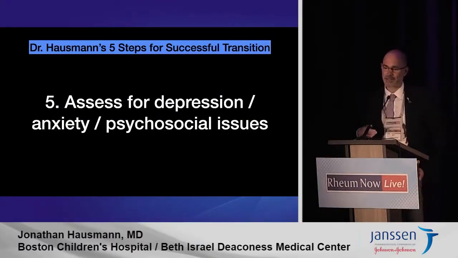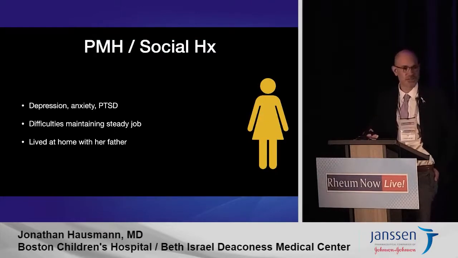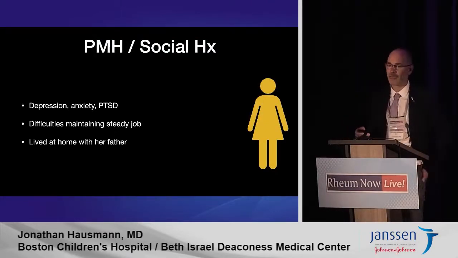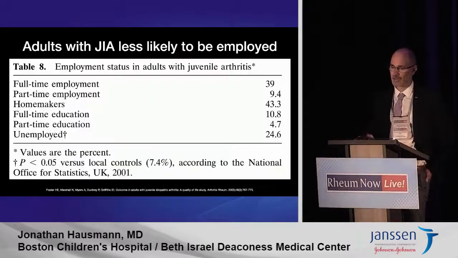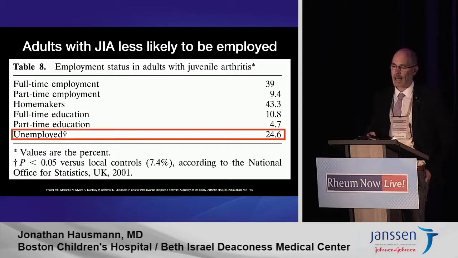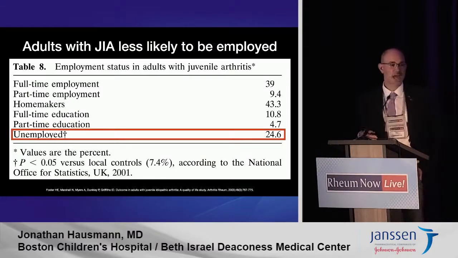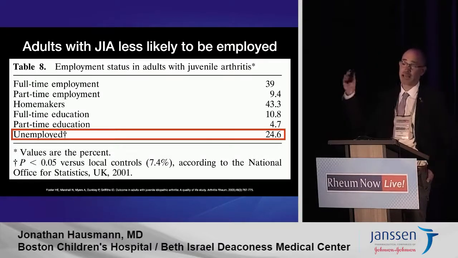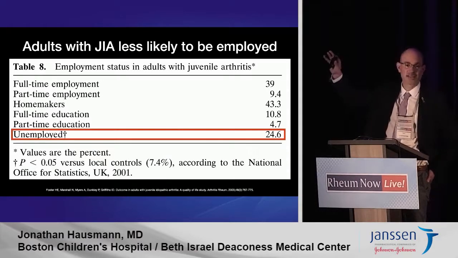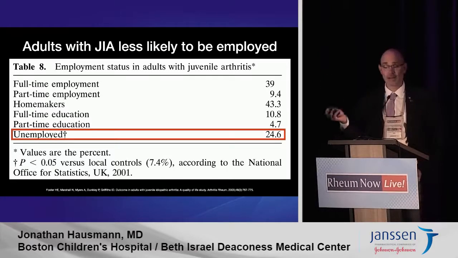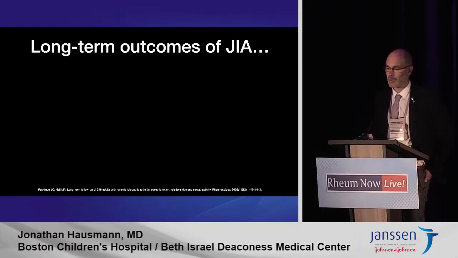So the last step is assess for depression, anxiety, and psychosocial issues. My patient was no different than most adults with JIA. She's had depression, anxiety, PTSD, difficulties maintaining a steady job. She lived at home with her father still, even though she was age 24. Adults with JIA are less likely to be employed. Their educational status is just as good as otherwise healthy adults. Sometimes studies have shown that they're more educated, but there's a large proportion of patients that are unemployed.